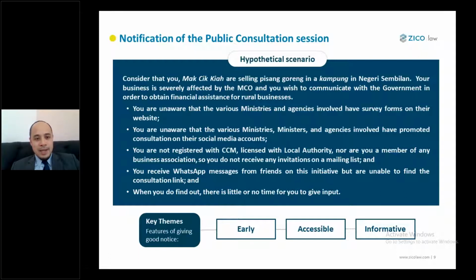So consider that you are Makcik Kia, and you are selling your pisang goreng in a kampung in Negeri Sembilan. Your business is severely affected by the MCO, and you wish to communicate with the government in order to obtain financial assistance for rural businesses. You are unaware that the various ministries and agencies involved have survey forms on their website inquiring about how businesses are affected by MCO. You're unaware that the various ministries, ministers, and agencies involved have promoted consultation on their social media accounts. You're not registered with CCM, SSM. You're not licensed with any local authority, nor are you a member of any business association or group. So you do not receive invitations on any mailing list.